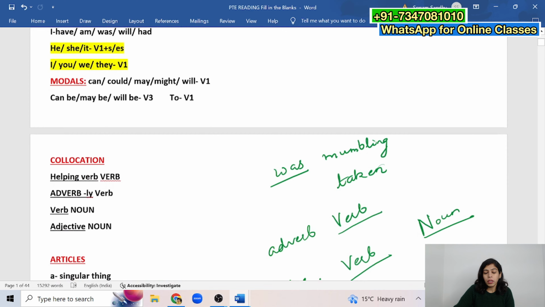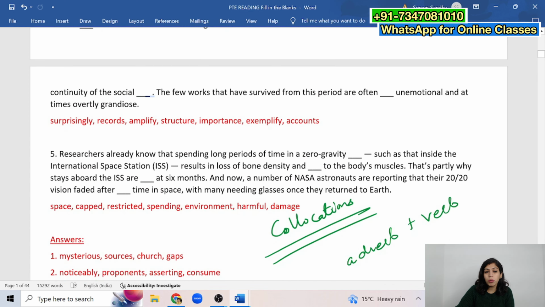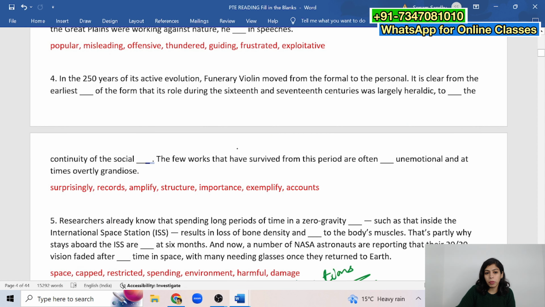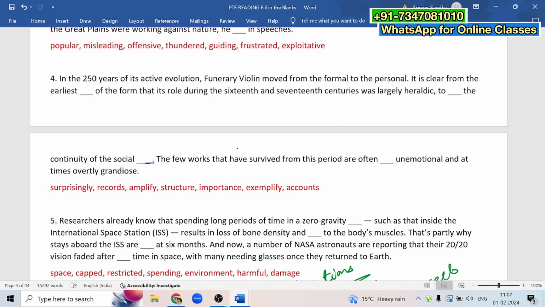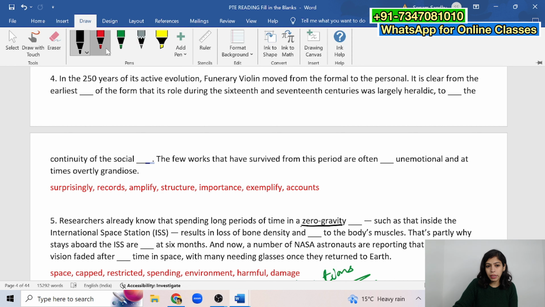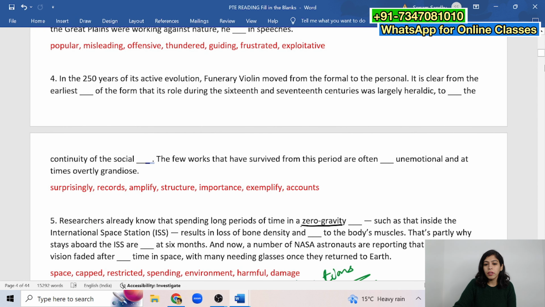Okay. Now let us proceed further and let us look at one of the questions. On the basis of this question, I'm going to explain you what collocations are and why collocations are important. Now let's look at this one. For example, we have this fifth one. Researchers already know that spending long periods of time in a zero gravity. Now we have all the options here. We got to know that they are talking about zero gravity. Zero gravity is what? It is an adjective here. Okay, it has been used as an adjective. It is an adjective phrase.